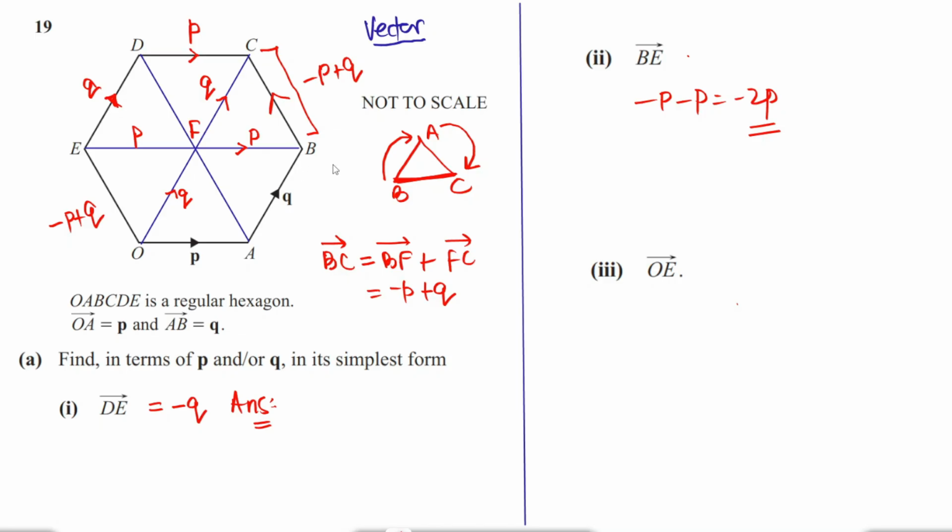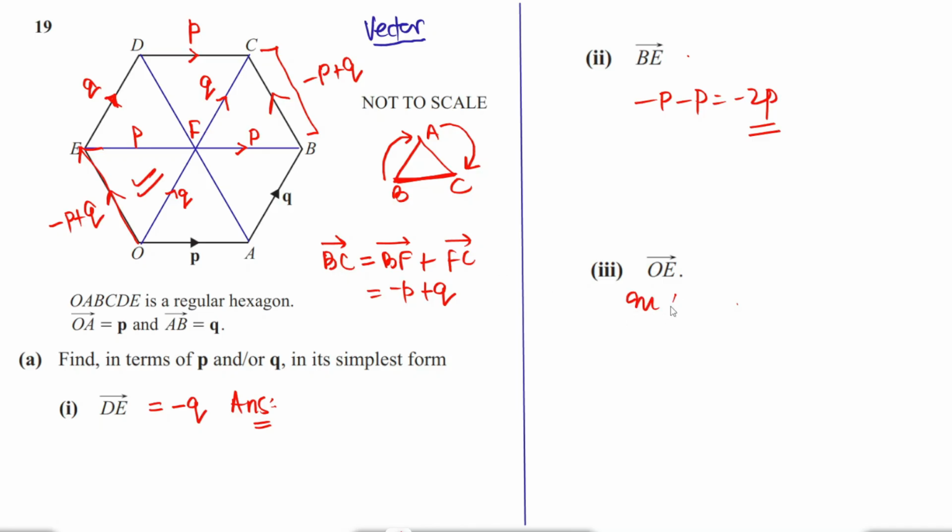Okay, otherwise if you want to show, for an example, this comes in a 3 marks question, you will take BC plus CD plus DE. Then also you will gonna get minus 2P here. And now what we are gonna look for? OE. OE. This part we are looking for. We have already found this part, minus P plus Q. If you want to show it, you can take this triangle also.